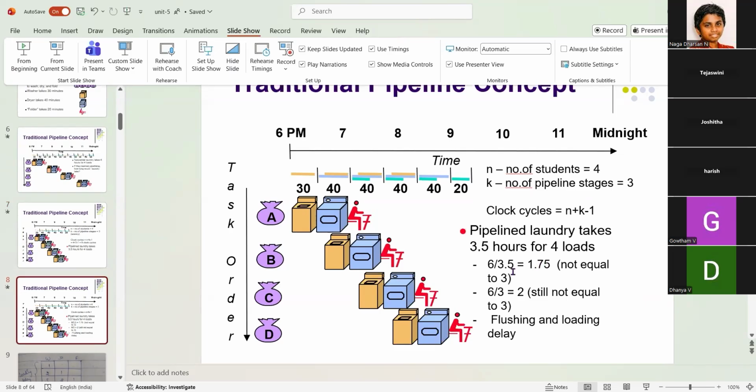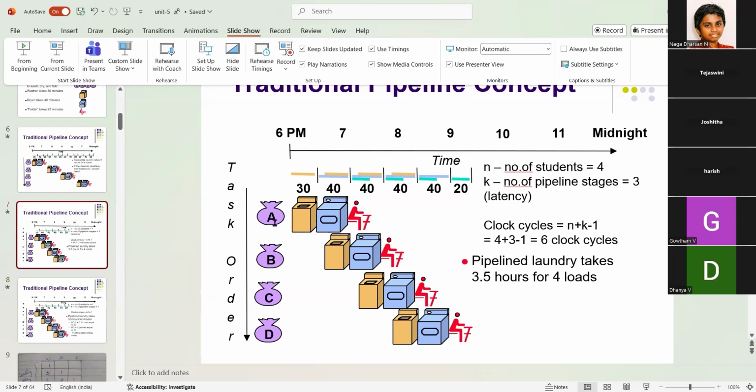Now we will look into another condition. 1.75 is our first speed up that we've calculated. So how can we try to increase this 1.75? Why can't we make it much better is our question now. So what can we essentially do? Let's take the same example over here.